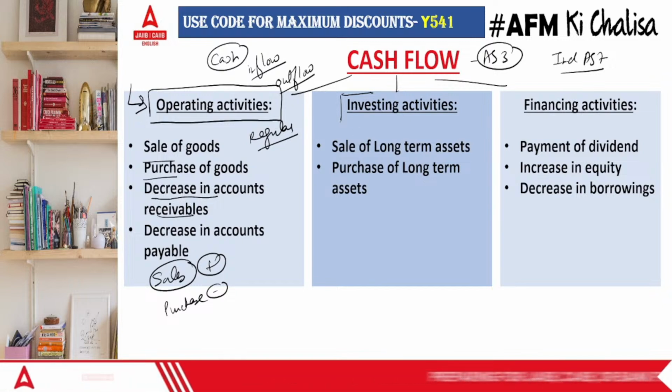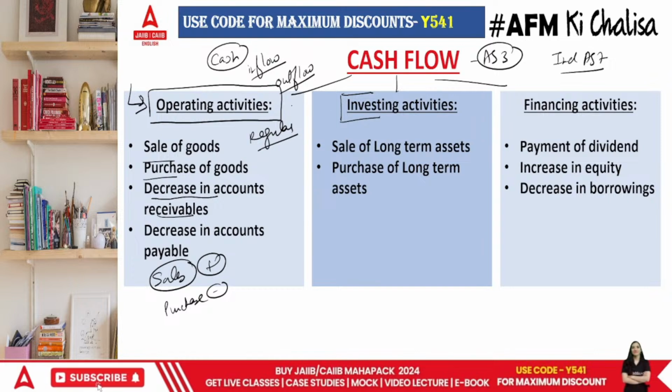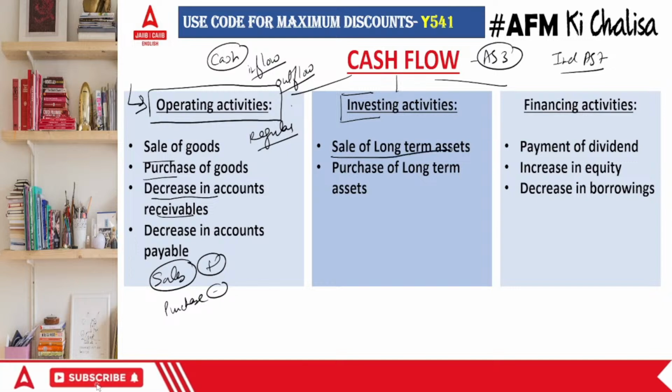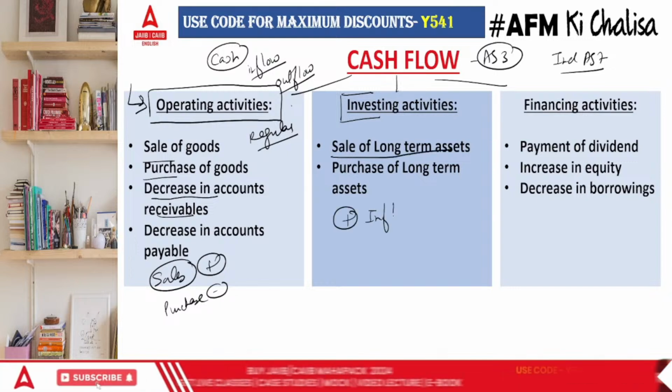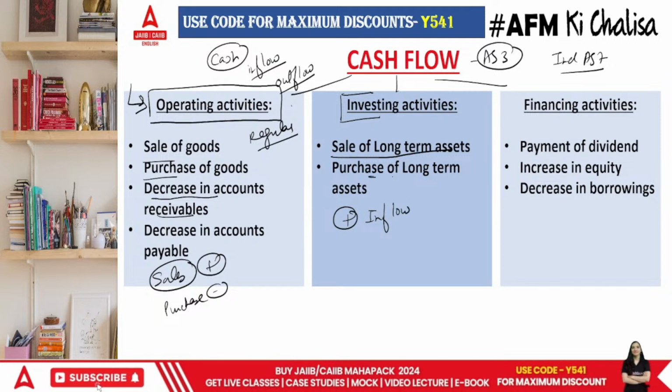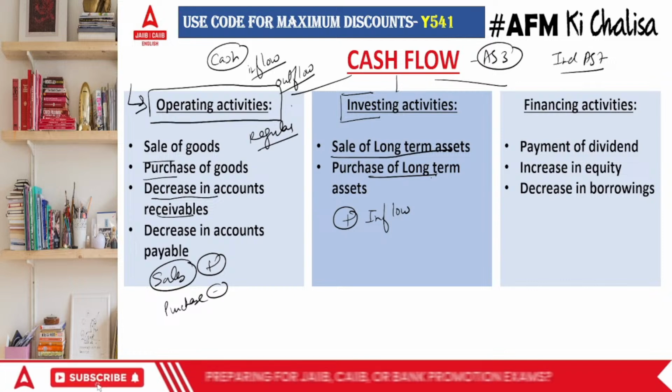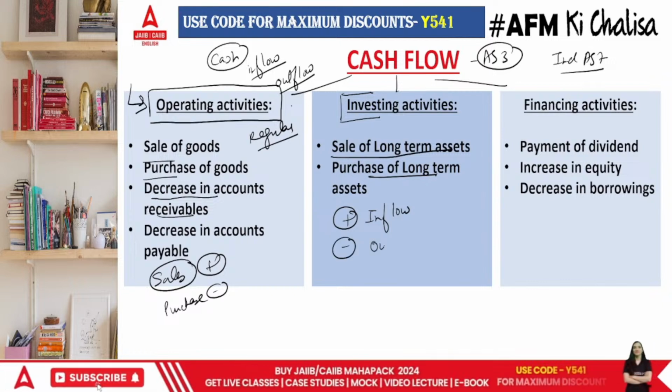Next part is investing activities. This is apart from your regular business. If I sell a long-term asset, I will gain funds. That means we'll have an inflow. If I sell a long-term asset, I gain money. And if I purchase an asset, then what will happen? I will have an outflow.